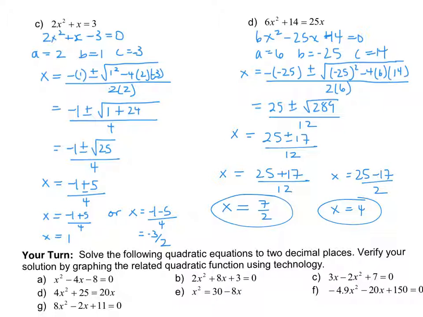There are times when factoring won't work. So quadratic formula is our next best go-to. Your turn is to solve the following quadratic equations to 2 decimal places. You can always verify your solution by graphing the related quadratic functions. So for example, for a, you could put y equals x squared minus 4x minus 8 into Desmos, and wherever those x-intercepts are, they should match your answers that you're getting with the quadratic formula for solving.